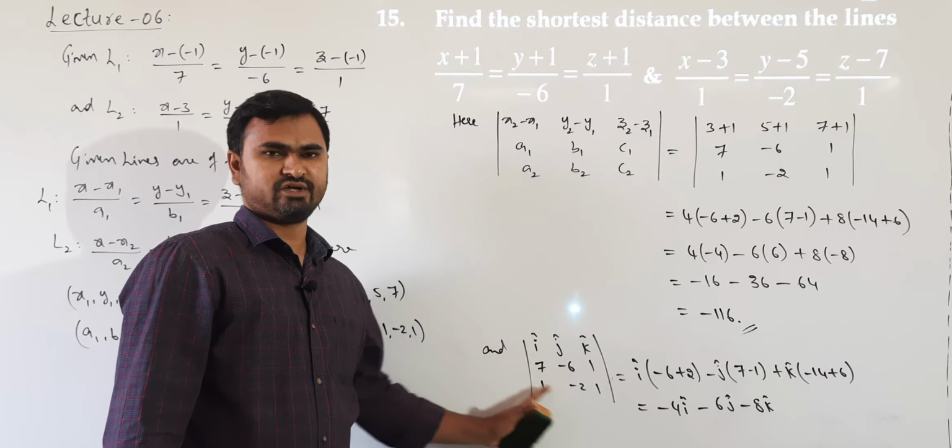by comparing with the standard form of two lines, x minus x1 by a1 equal to y minus y1 by b1 equal to z minus z1 by c1, and the second line x minus x2 by a2 equal to y minus y2 by b2 equal to z minus z2 by c2. Compare with the standard form and then substitute in the formula. Understand? So this is the method of solving when lines are given in Cartesian form. Understand? Note down.